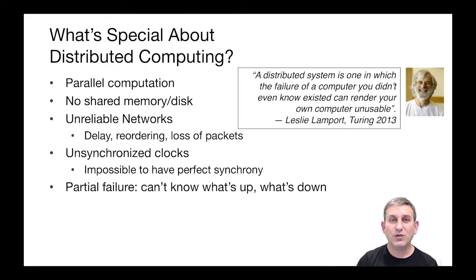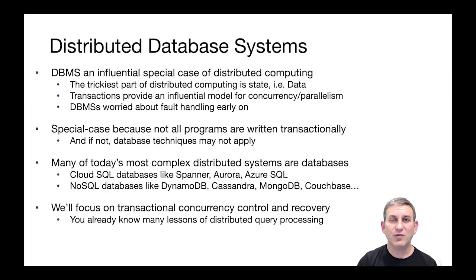Leslie Lamport won the Turing Award in 2013 for his work on distributed computing, and he famously was quoted as saying, "A distributed system is one in which the failure of a computer you didn't even know existed can render your own computer unusable."